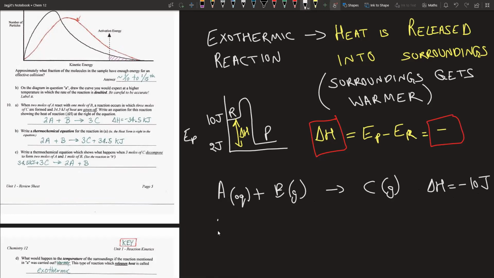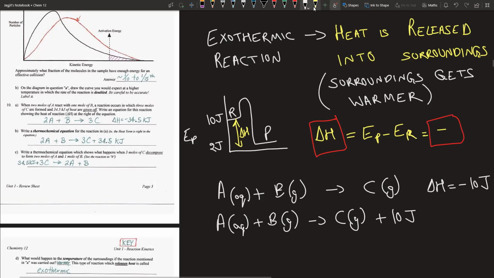Now the same reaction, they could have written it like this: A aqueous plus B gas becomes C gas. And sometimes on the product side, they will put 10 joules. If you ever see your heat term on the product side, tell yourself it's going to be exothermic. So there's two ways they can write it. They can on the side say change in H is negative 10, which means your change in H is a negative value. Straight away, you should know it's exothermic. Or you might see the energy term on the product side, which means it's exothermic.